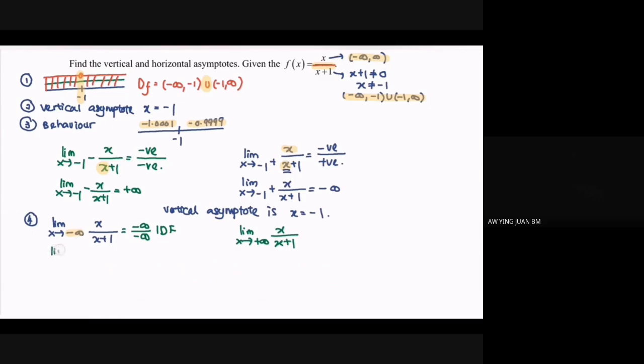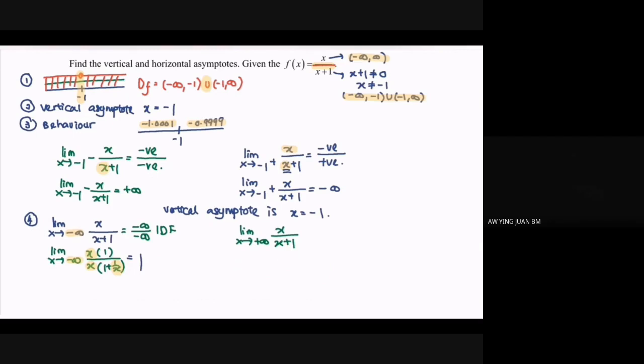So limits when x approaching negative infinity, x over x plus 1. If we simplify the situation, we will have 1 over 1 plus 1 over x. If we substitute negative infinity, we will obtain 0, because 1 over infinity is equal to 0. So at the end, we will approach the value 1 as x approaches negative infinity for the function f(x).